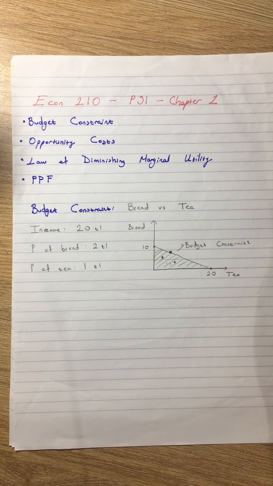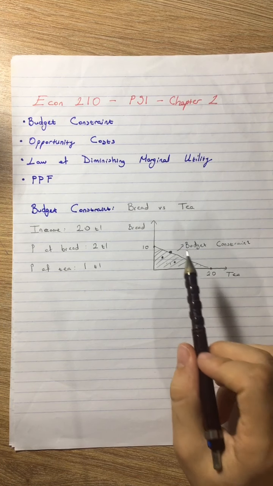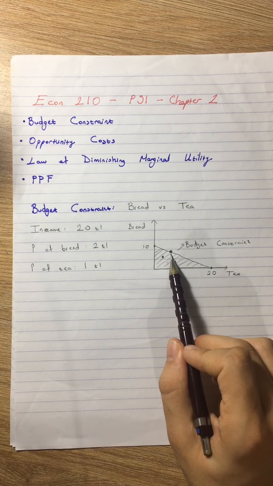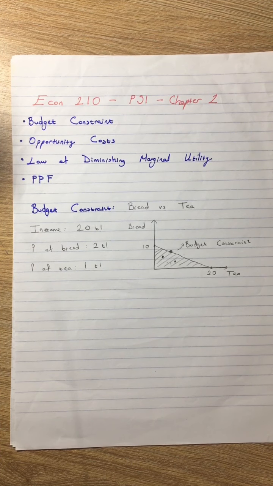And if you use all your income on these goods, bread or tea, you should get an allocation on the budget constraint, like this allocation. So this is the graphing of the budget constraint. It's really straightforward, and we will also find the slope and the equation in the examples.